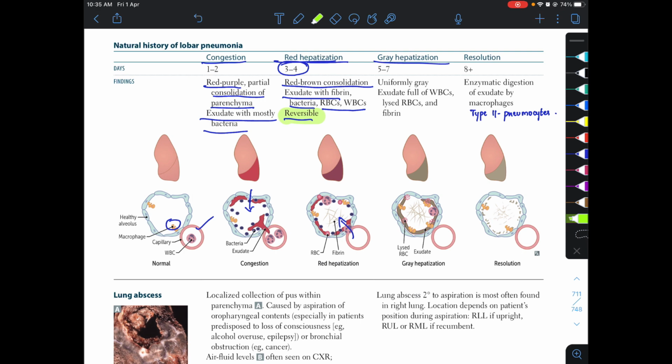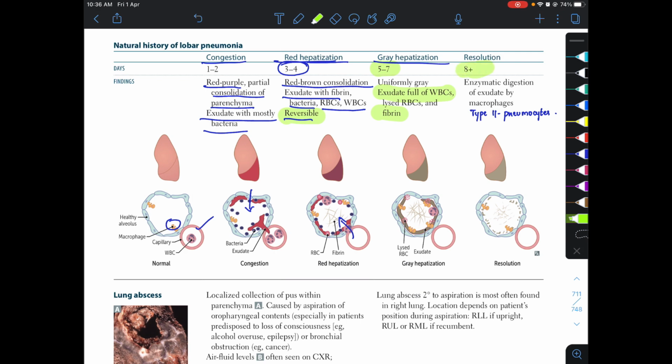Next we have grey hepatization. This occurs around 3 to 5 days. Here there will be a grey color, so this is called grey hepatization because RBCs will be dying, that is, breaking down, and the exudate is full of WBCs and fibrin. Other bacteria will also be eaten up by the macrophages and other mechanisms. And next, the last stage is the resolution stage.